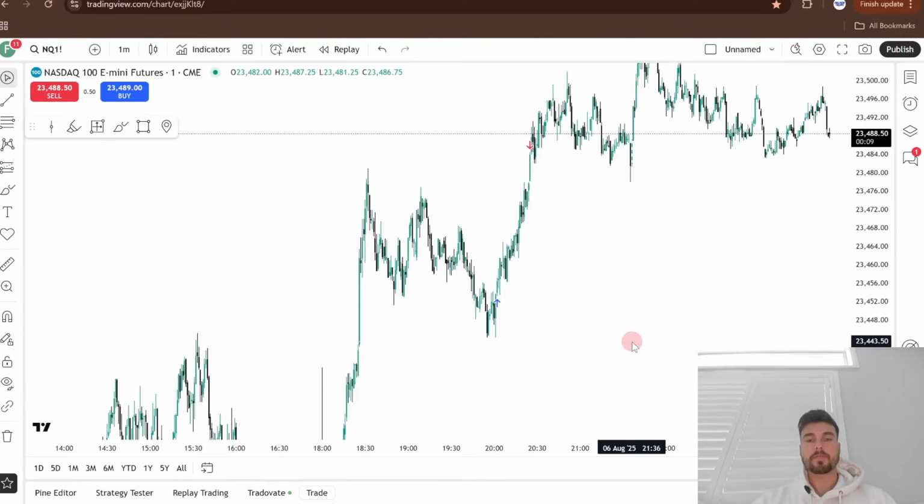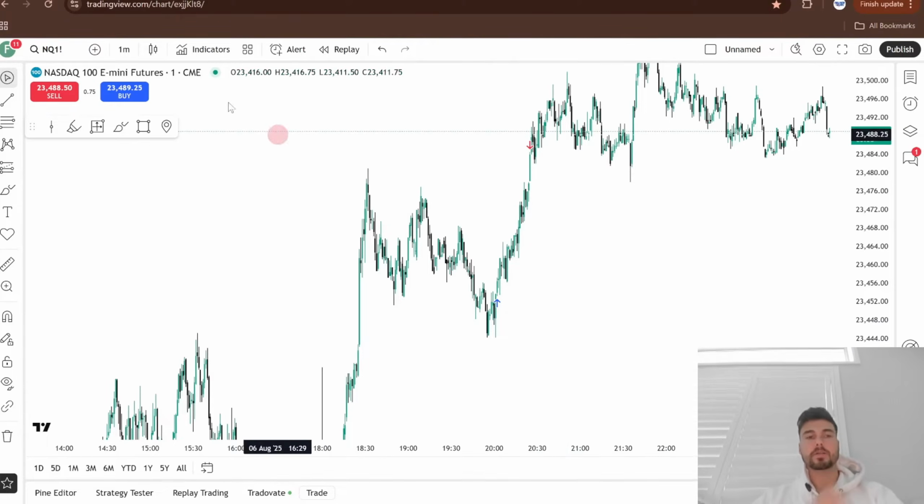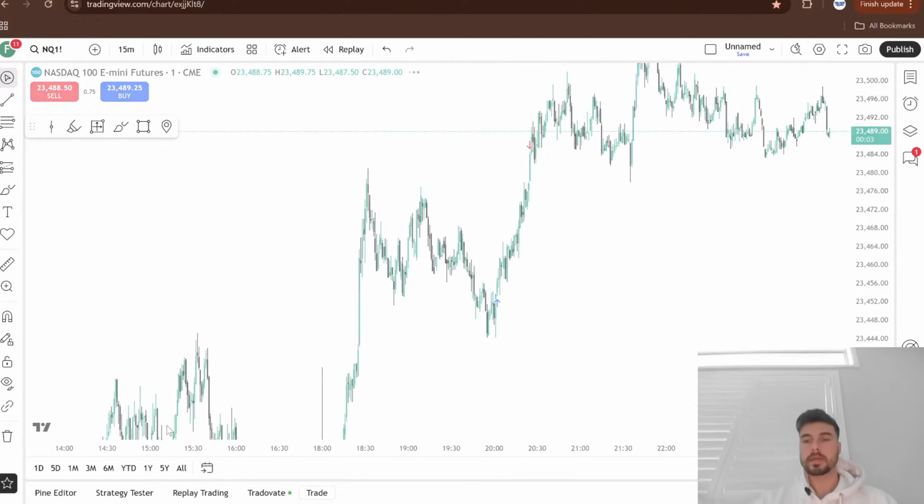Now, the first step to identifying how to take a trade like this is to start with the higher time frame. For me, as you guys know, the higher time frame is the 15-minute chart.